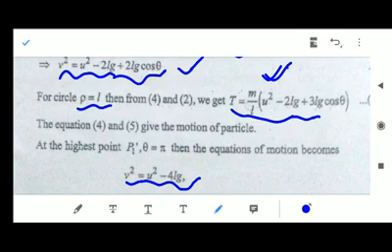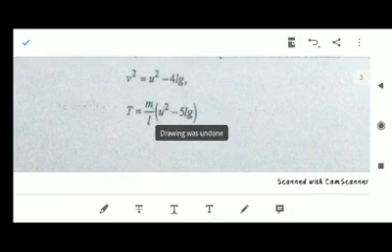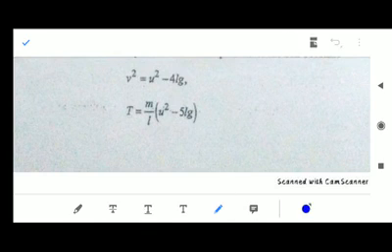Cos pi is -1, so we get velocity from this equation. Now next, at the highest point we have T equal to m by L (u square minus 5 Lg). So you have to also learn this.